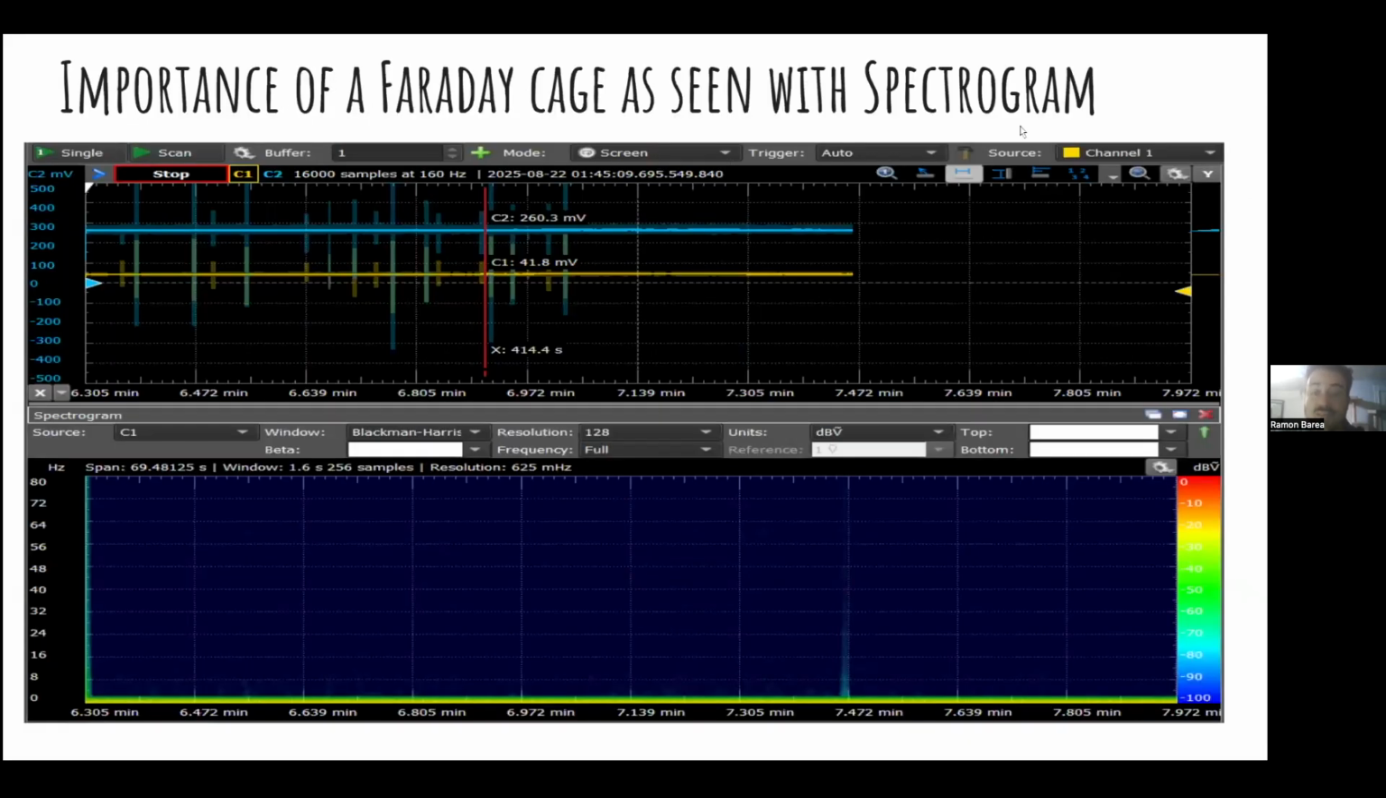And now, the importance of a Faraday cage as seen with the spectrograph. For a moment there, I had gotten excited when I was pressing the switch and looking for small impulse responses from the UV light into the mycelium. And I saw these little spikes. And I thought, is this the UV lighting?